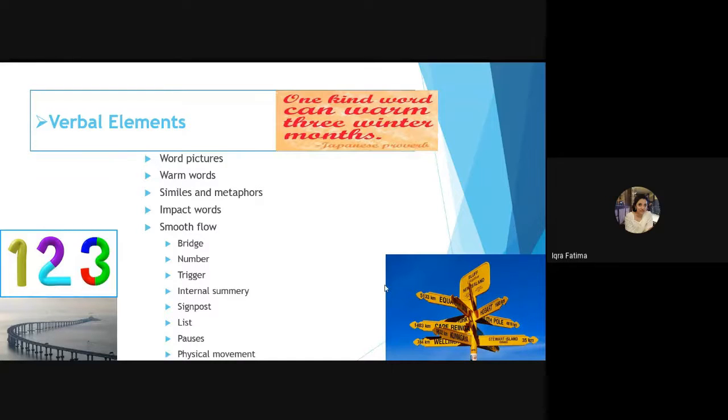Second one is number. You can use firstly, secondly, thirdly in your presentation. Such kinds of words you can also use in your presentation to have a smooth transition.